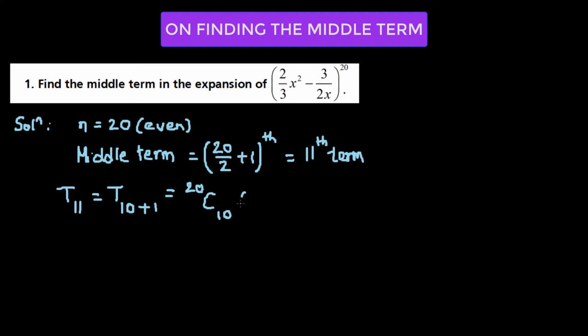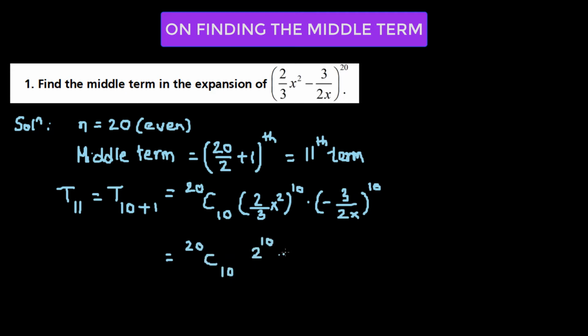20c10. We take the first term, which is 2 over 3 x squared, raised to the power of 20 minus 10, which is 10, times negative 3 over 2x raised to the power of 10. Now we solve for it, then we get 20c10, 2 raised to the power 10 times x raised to the power 2 times 10 is 20, divided by 3 raised to the power of 10, times negative 1 raised to the power of 10 times 3 raised to the power of 10 divided by 2 raised to the power of 10 times x raised to the power of 10.